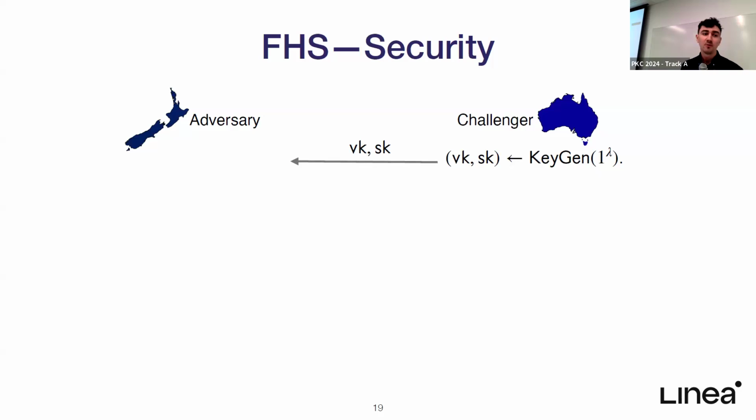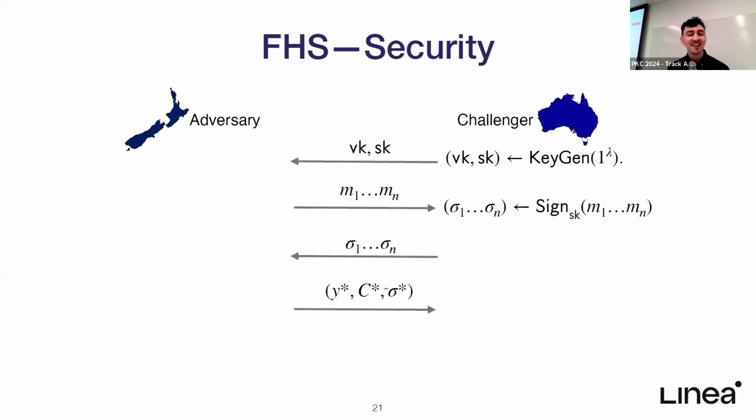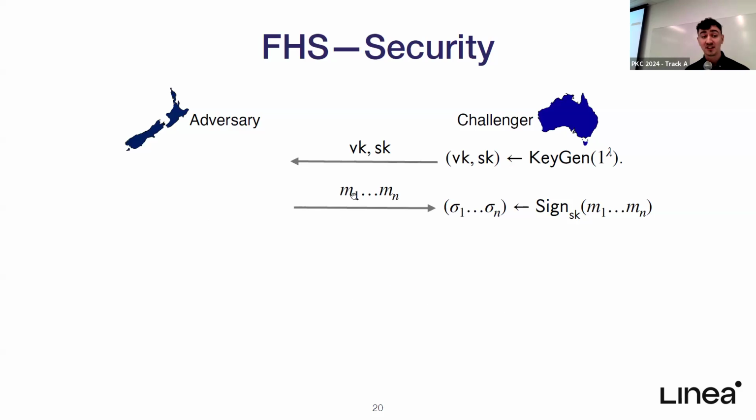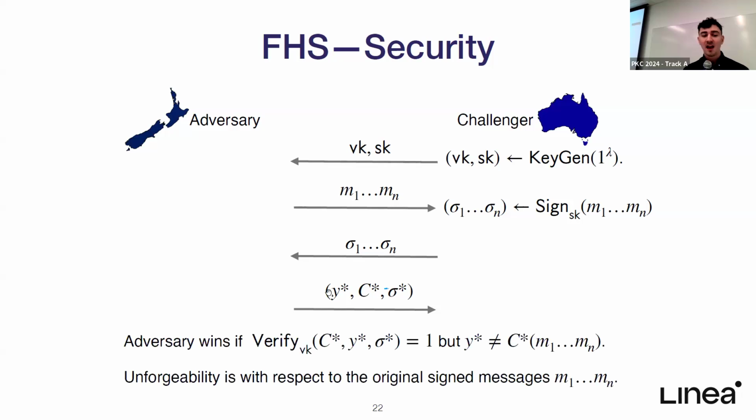So what is the security? We have an adversary and a challenger as usual. The challenger will generate the verification key and the secret key. The messages are chosen by the adversary. And once it gets the signatures, the adversary tries to compute an evaluated signature, picking a circuit C star and some target value Y star. We want that this signature is valid, but it does not correspond to an evaluation of the circuit on the original messages. So it's a valid signature, it passes, but actually it doesn't authenticate the value of the circuit evaluated on M1 up to MN.